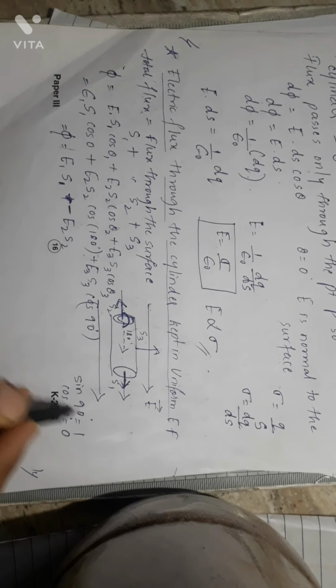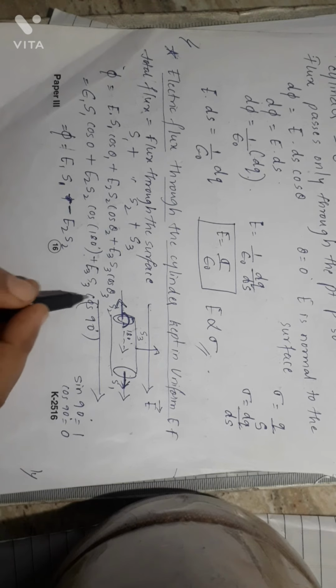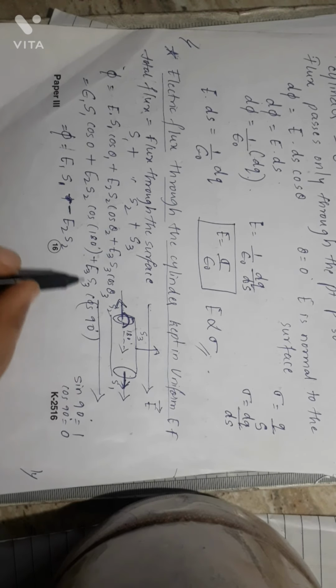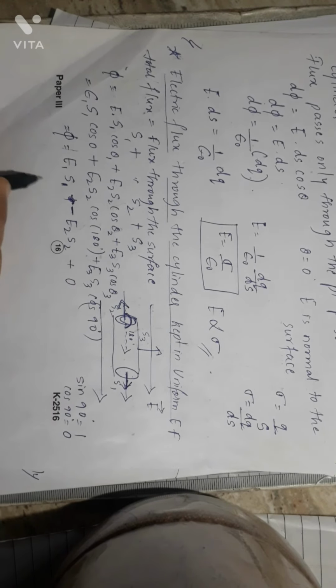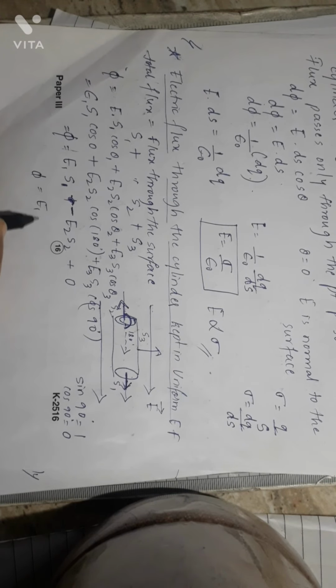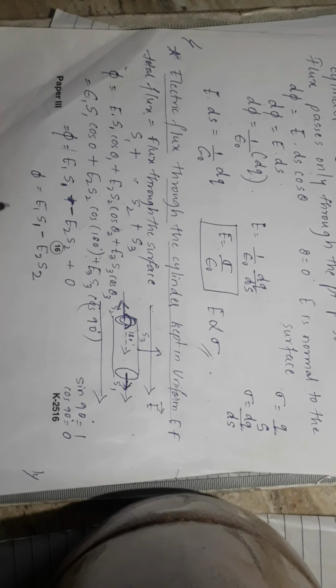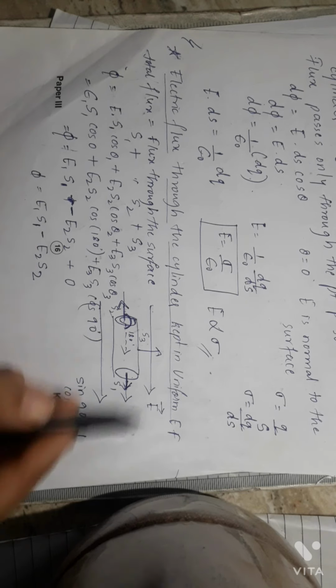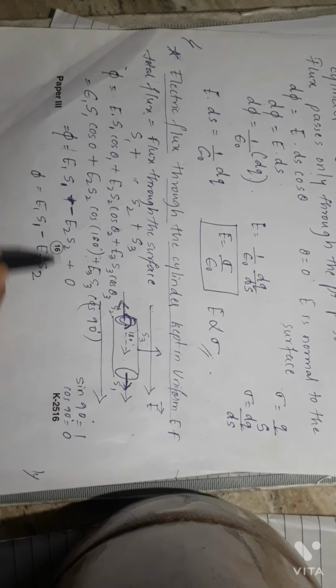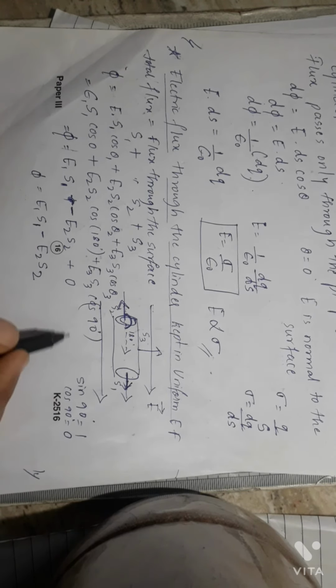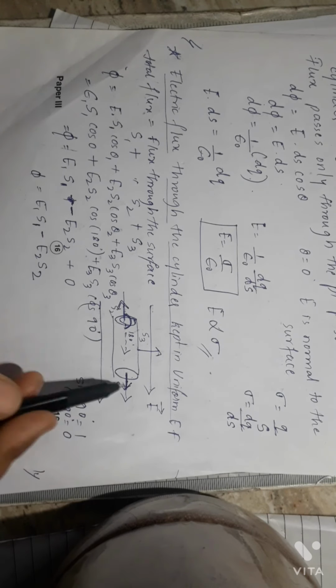So cos 90 degrees will be 0. Then the whole equation for the curved surface will be 0. So the electric flux is equal to E1 S1 minus E2 S2. Take common here: the electric field lines are common to all three surfaces. We can take E1 equal to E2 because the electric field will be the same on all three surfaces S1, S2 and S3. So psi is equal to E into (S1 minus S2).